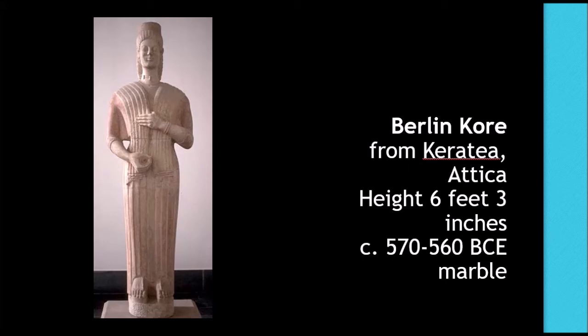Now in her right hand she holds a pomegranate, and it's a symbol of Persephone, who was abducted by Hades in the myth, the god of the underworld, and whose annual return indicates the bringing of springtime.